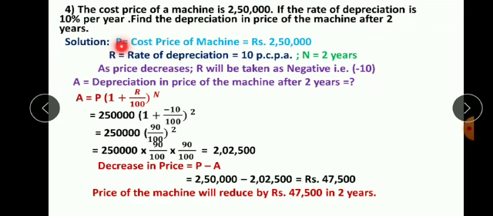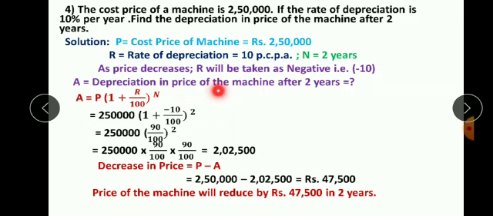So let us start the solution. P is equal to what? Cost price of machine. So the cost price of the machine is 2,50,000. R means rate of depreciation, that is 10% per annum, and N is 2 years. Now here, as the price of the machine decreases, R will be taken as negative. That is, if R is 10% per annum, we will take R as minus 10.